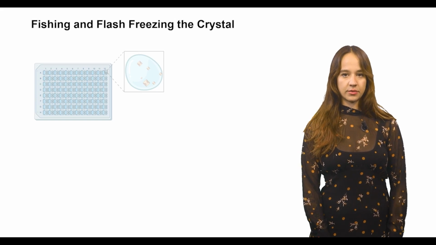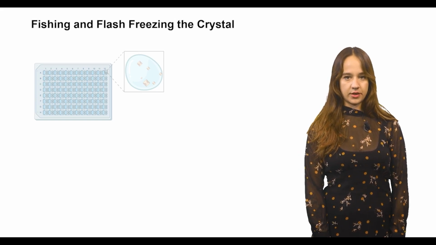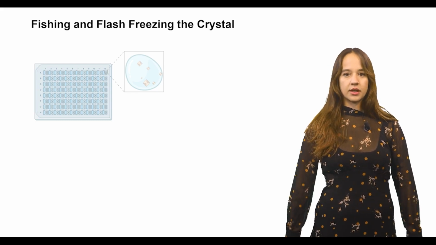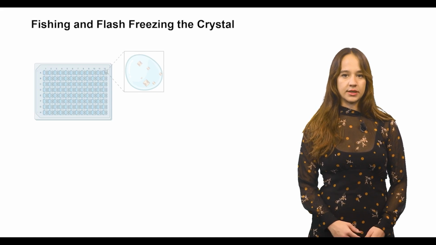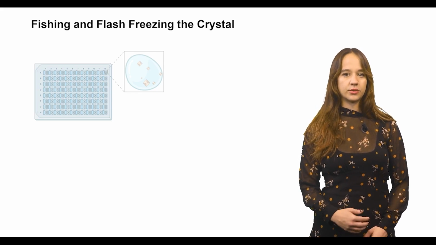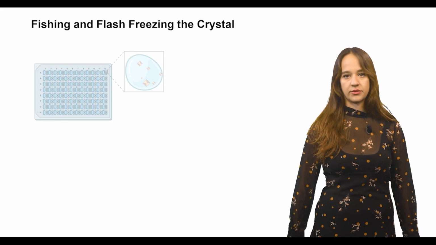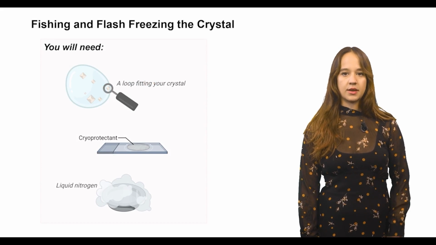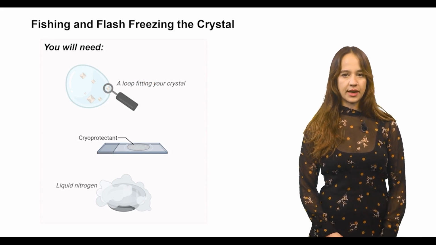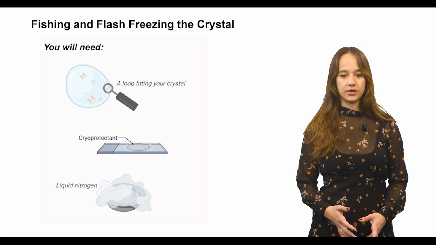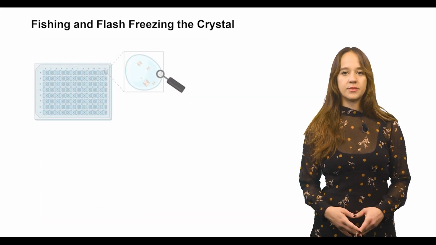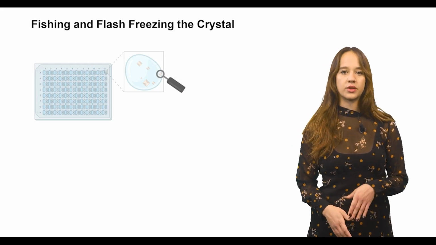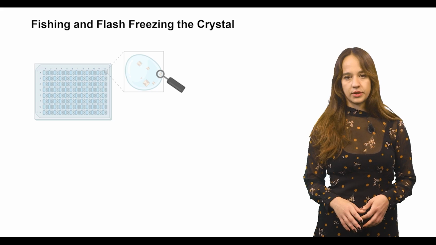A good crystal has optical clarity, smooth faces, and sharp edges. Be wary of broken or twinned crystals. Now, once you have a crystal of the desired quality, it's time to mount our protein crystal to a loop to be transferred to the X-ray diffractometer. We need our loop fitting the crystal size, a plate with the cryoprotectant solution, and a flask filled with liquid nitrogen. You can determine the size of the loop required by looking under the microscope and comparing it with the crystal before removing the cover slip.